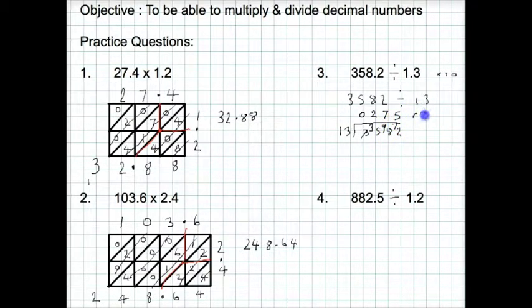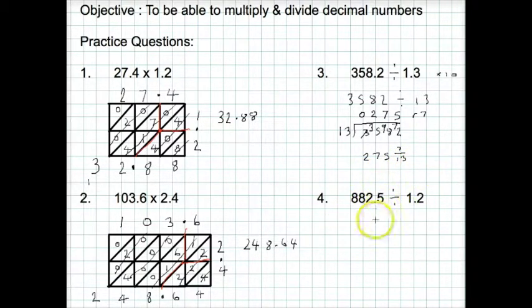Now I don't want to leave it just writing remainder 7 here. I'm going to write down 2, 7, 5. I'm going to put those 7 remainder on the top of a fraction as a numerator, and then the denominator becomes the number I was dividing by. So I get 275 and 7 over 13.